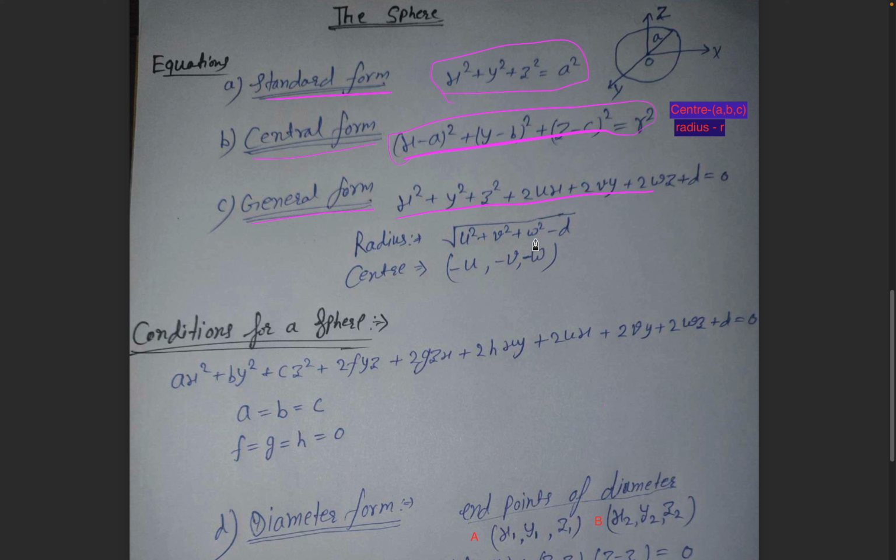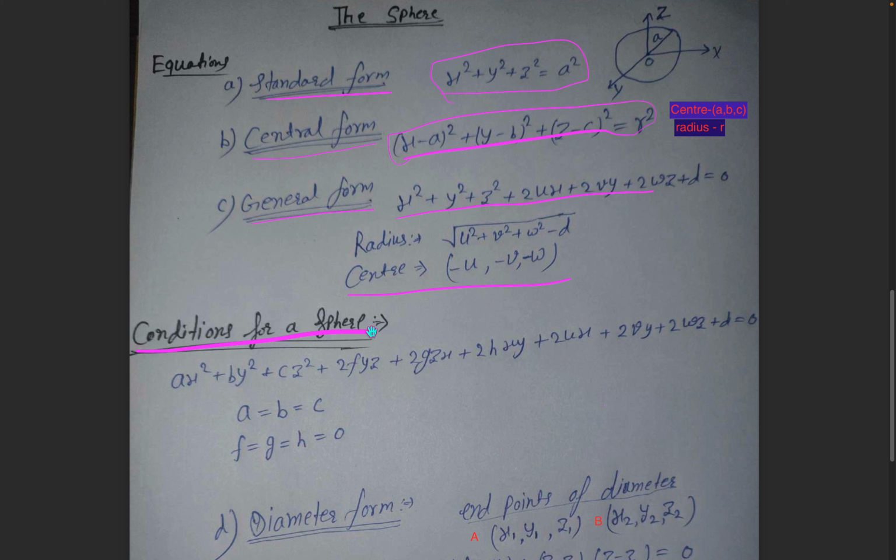And this is the general form of the equation, and in this general form the radius of the sphere is the square root of u square plus v square plus w square minus d. And the center of this sphere is (minus u, minus v, minus w). Do keep the minus sign in mind, many mistakes happen here.